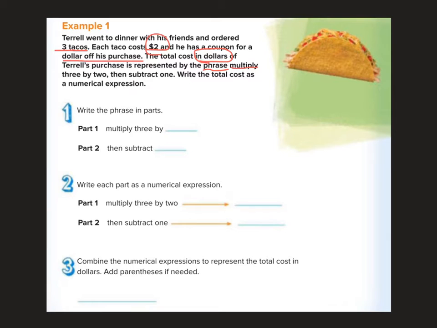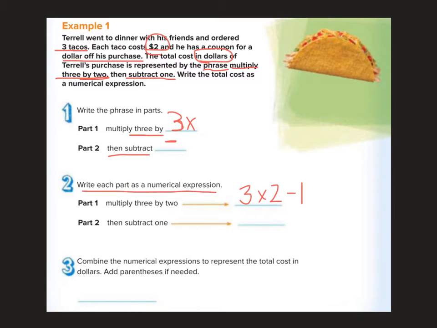Multiply 3 by 2. Then subtract 1. Okay? So, if I'm going to break this apart, I'm going to change multiply 3 by into 3 times. Then subtract, so I need my subtraction sign. So, write each part as a numerical expression. That just means with numbers and operation symbols. Multiply 3 by 2, then subtract 1.